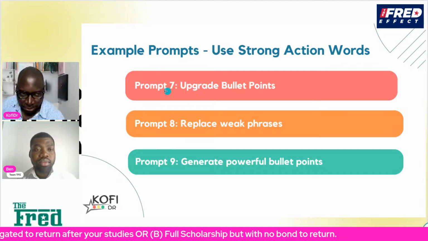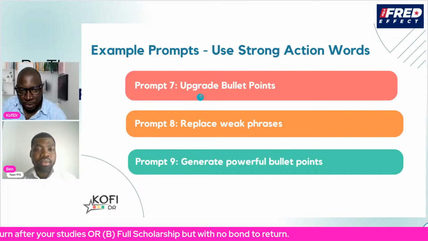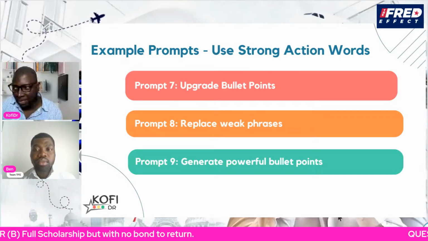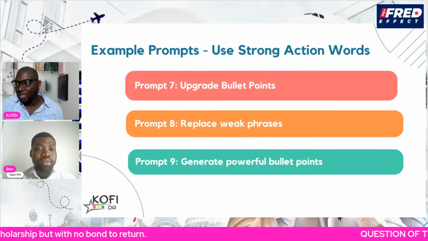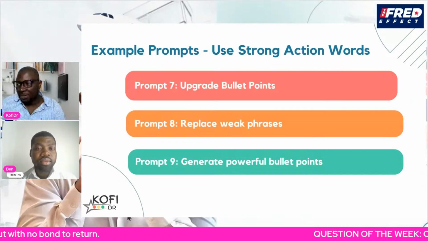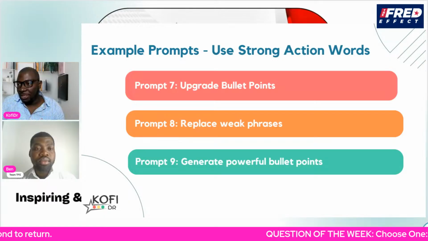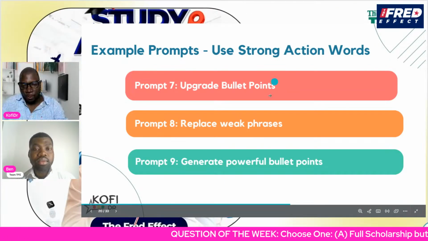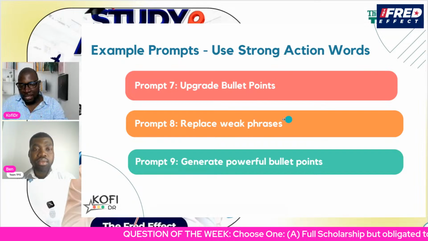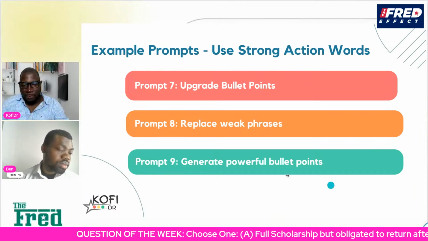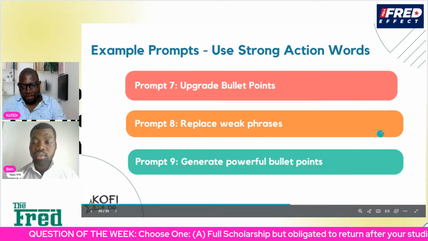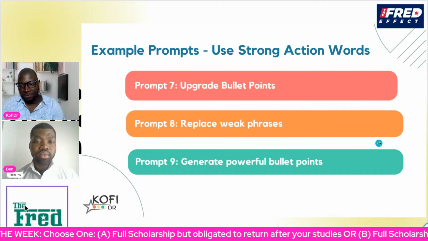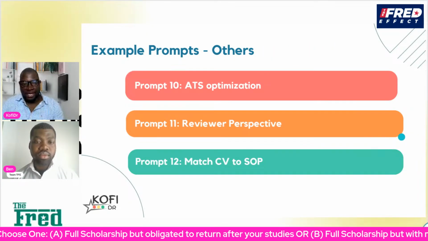So we can use a prompt to upgrade our bullet points. Simple, you can say something like rewrite my bullet points using strong action verbs and impactful language. You can replace weak phrases within your CV, and you can generate powerful bullet points. I will skip all this because these are pretty straightforward. You would have to drop them in there.